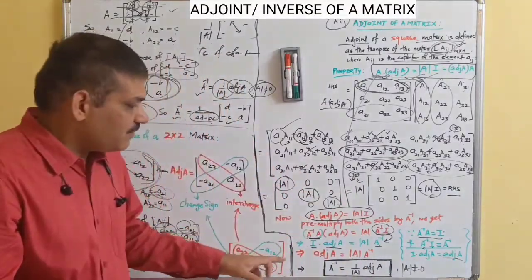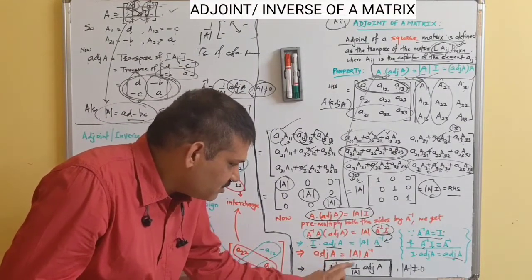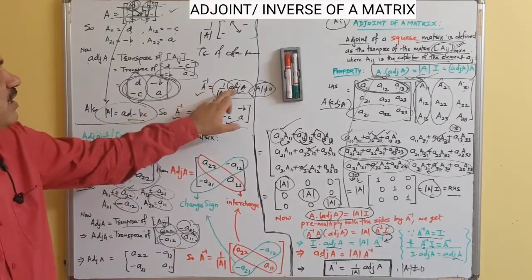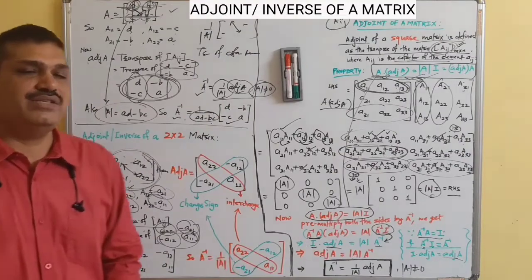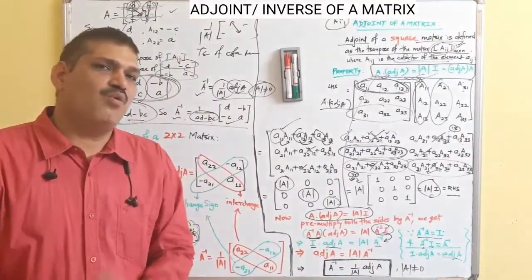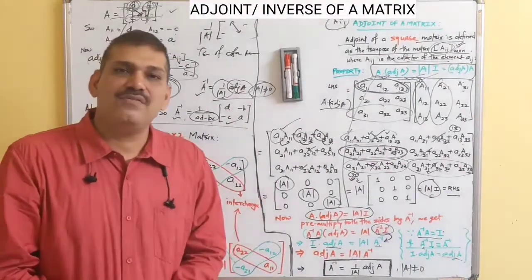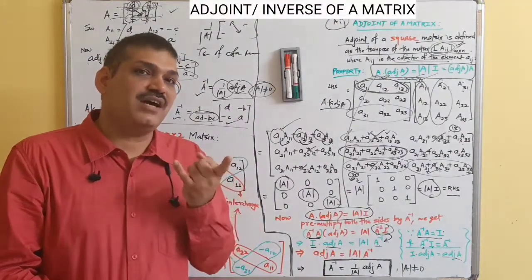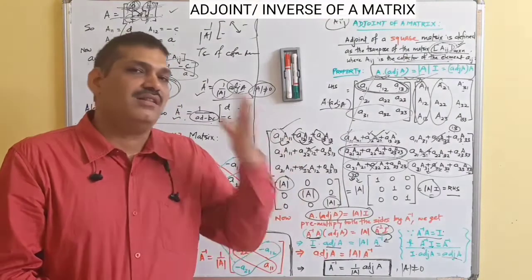On dividing both sides by determinant A, we find A inverse is equal to 1 upon determinant A times adjoint A. A inverse is 1 upon determinant A into adjoint A. And for a 2 by 2 matrix, it is very simple. What we do is just interchange the elements of the leading diagonal, and we change the sign of the elements of the non-leading diagonal.